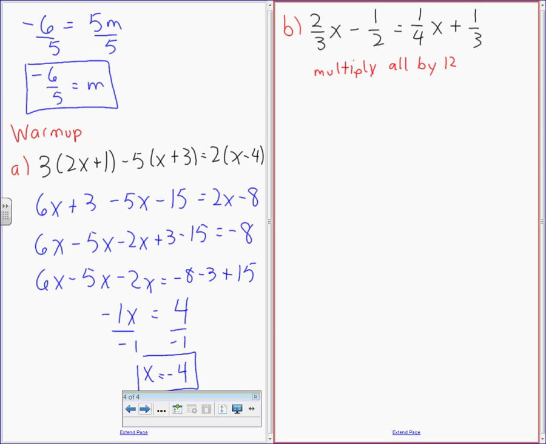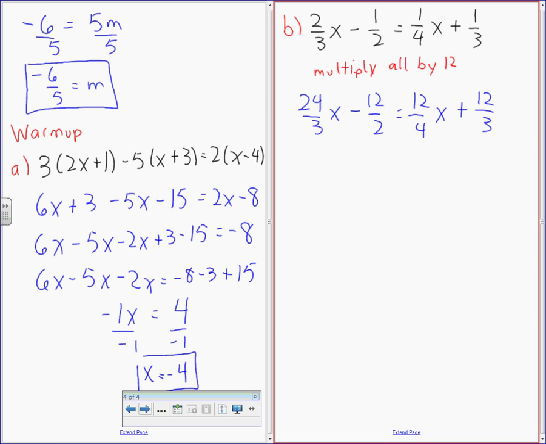Natalie, can you multiply everything by 12, please? Very good. She multiplied all the numerators all the way across.